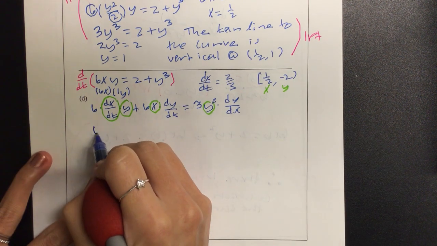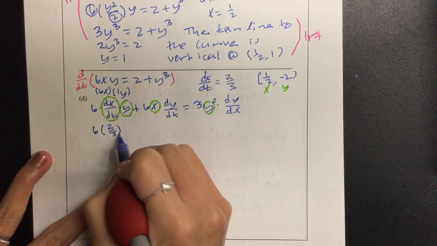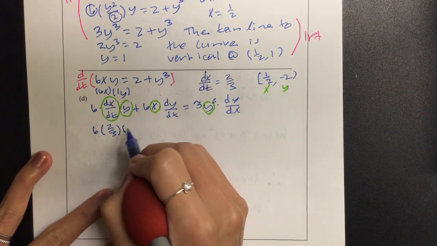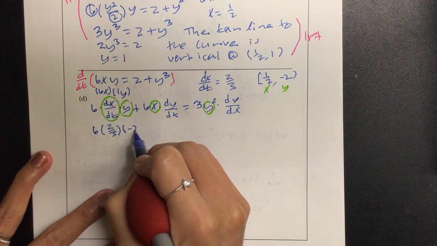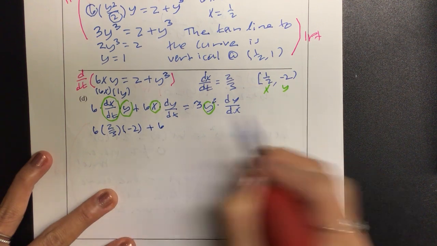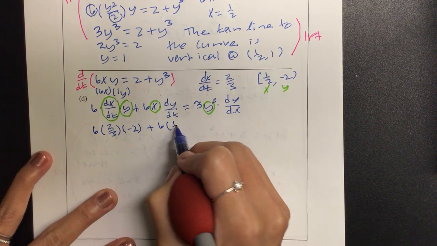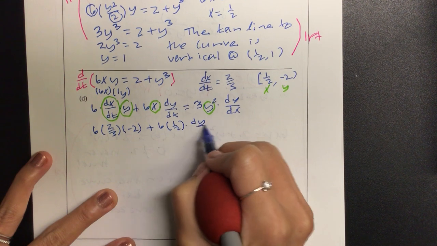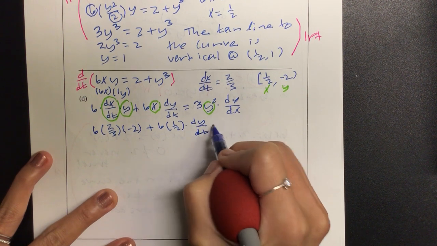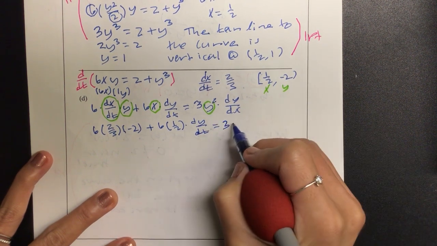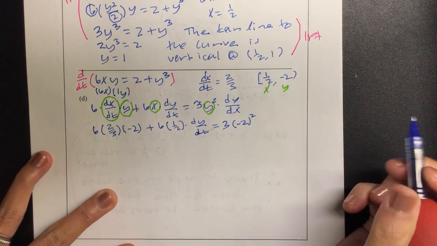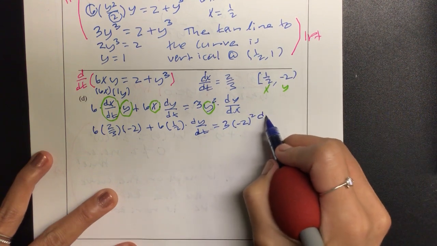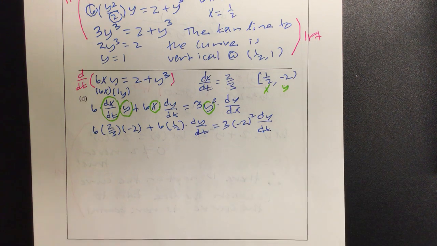So we have 6 times 2/3. What was the y value? Negative 2. Plus 6 times, what was the x value? 1/2. And then we have dy over dt. Then we have 3, y was negative 2 all squared, parentheses are key here, dy over dt. So let's start simplifying here.